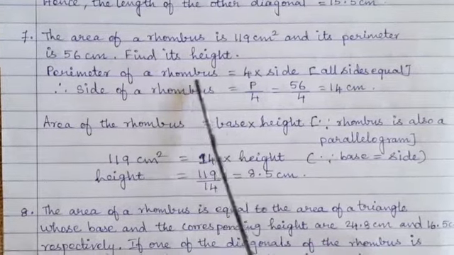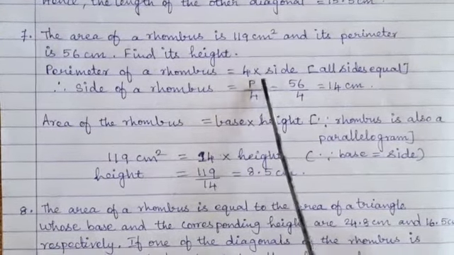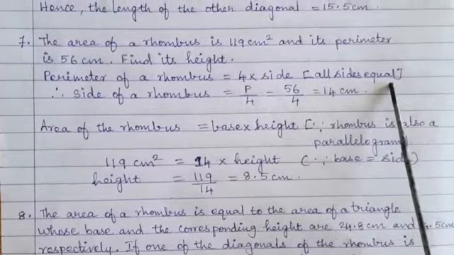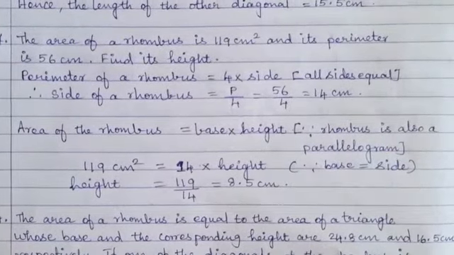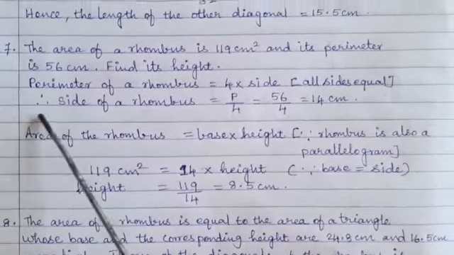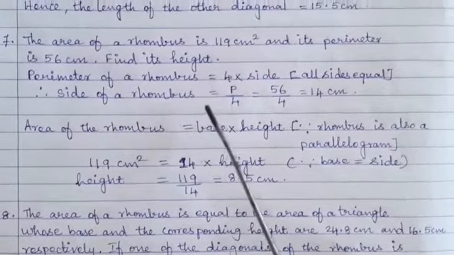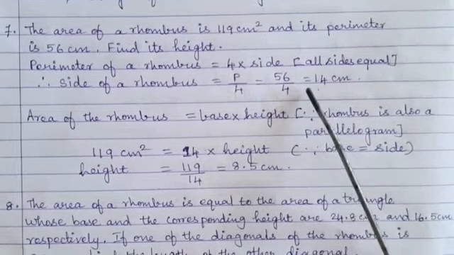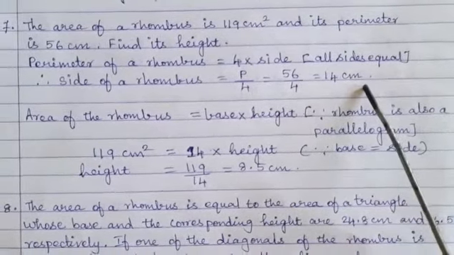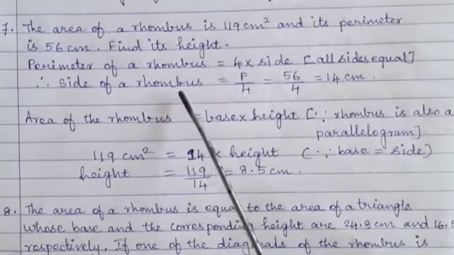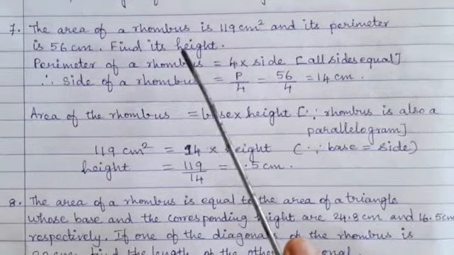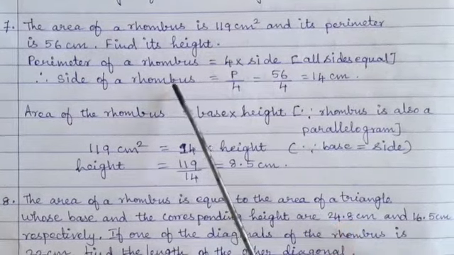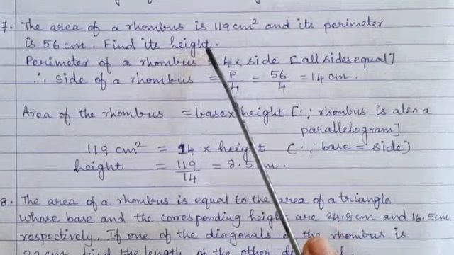First, perimeter of a rhombus is equal to 4 into side. All sides are equal in a rhombus. Therefore, side of a rhombus is equal to perimeter by 4, which is equal to 56 by 4 is equal to 14 centimeter. The side is equal to base. So, area is given and base is given. Now we are going to find out height.